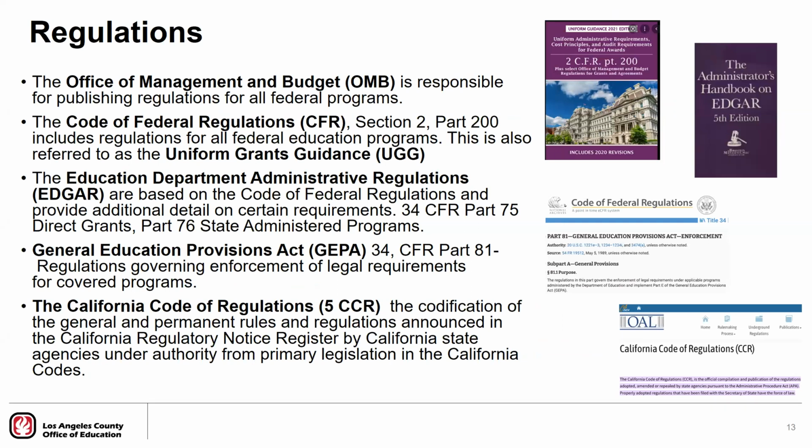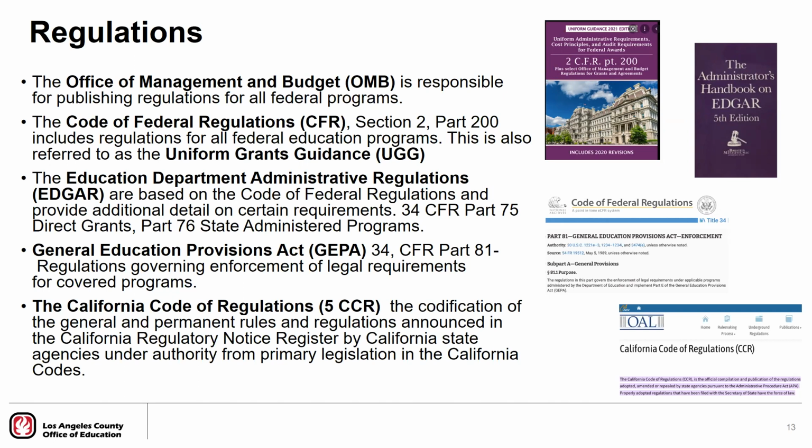Now, when we take a look at regulations, regulations are developed by the oversight agencies. The rules are codified in the regulations. As explained earlier, the Office of Management and Budget, the OMB, is responsible for publishing the regulations for all federal programs. The Code of Federal Regulations, the CFR, Title 2, Part 200, includes the regulations for all federal education programs. This is also referred to as the Uniform Grants Guidance, which is the UGG. The Education Department General Administrative Regulations, the EDGAR, are based on the Code of Federal Regulations and provide additional detail on certain requirements. So 34 CFR Part 75 addresses direct grants, and Part 76 addresses the state administered programs.